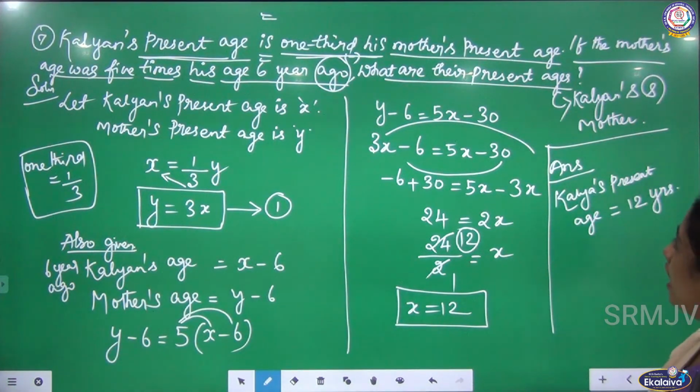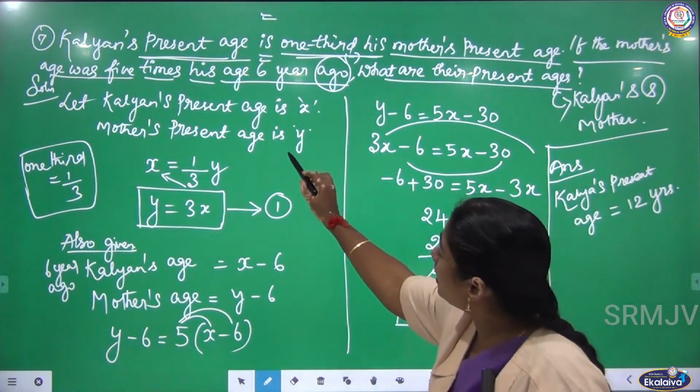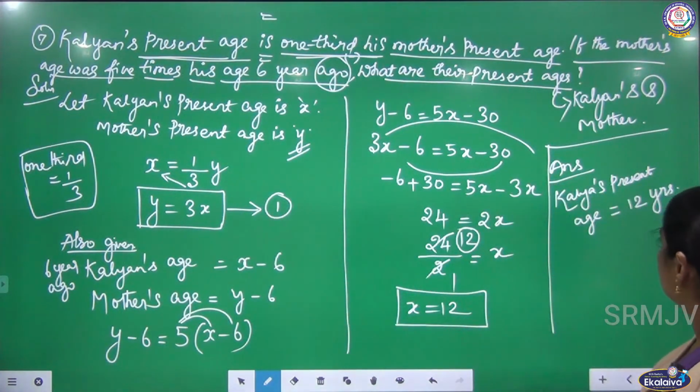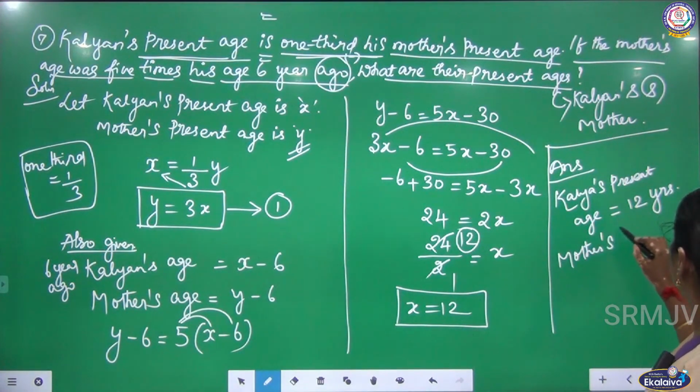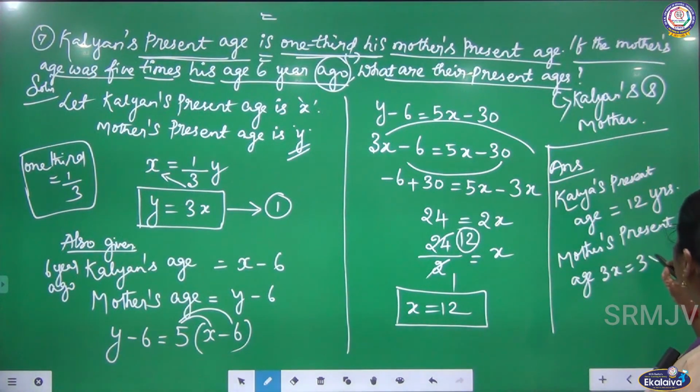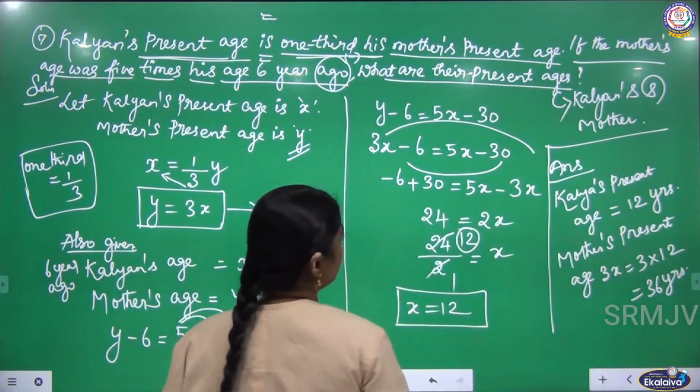Okay. Now mother's age, what have I taken? y. And y is 3x. So mother's present age is 3x. So 3 into 12, which is what? 36 years. Can you understand this? Can you understand this, children?